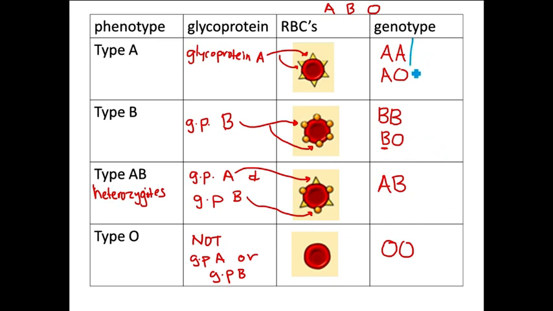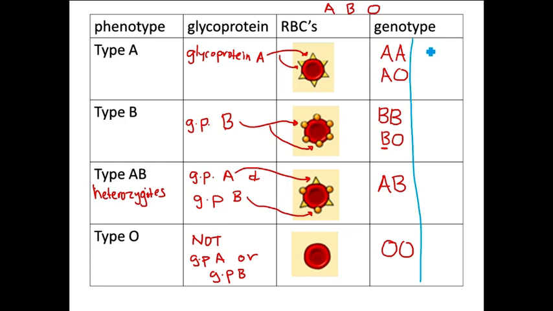I'm going to try to make a nice straight line down here. Okay, so I'll write the donations: who can donate to this person over here. Someone with type A blood, they could be AA or AO, but they need to have blood that doesn't have anything on it that would trigger an immune response. Remember, this person recognizes the A glycoprotein as self. It would recognize the B glycoprotein as an enemy and launch an immune response.